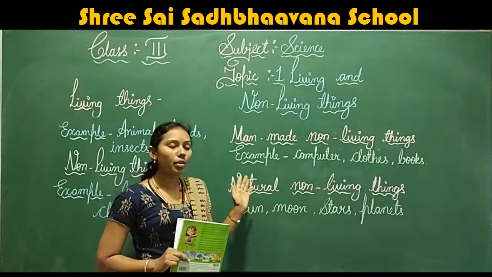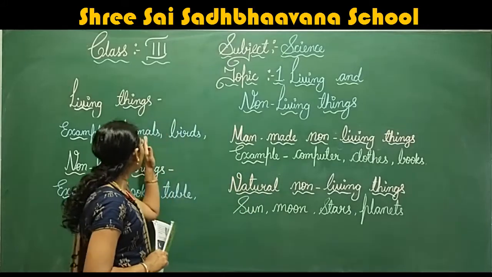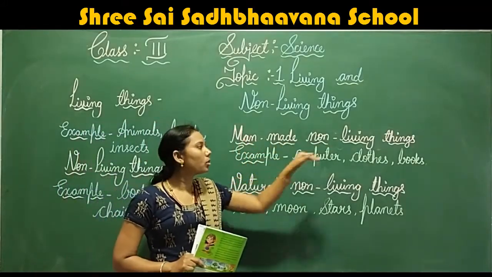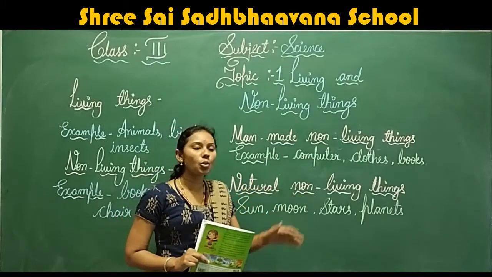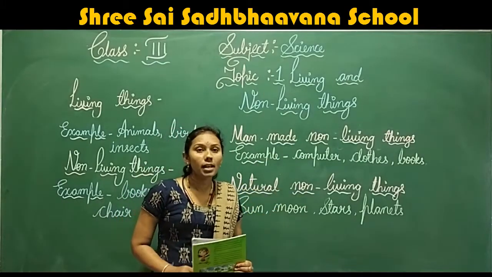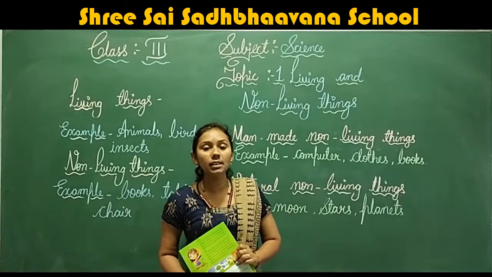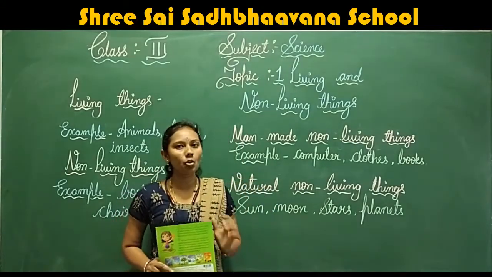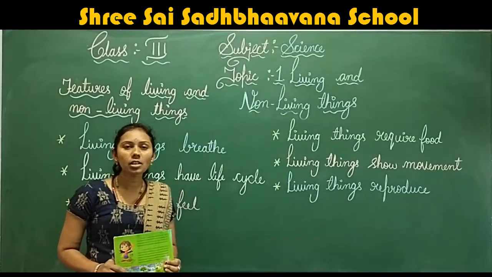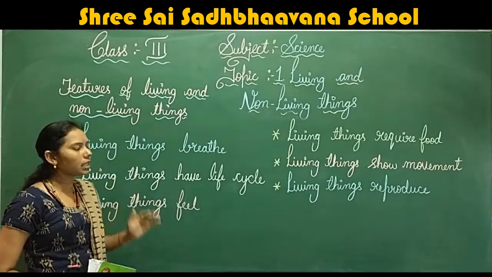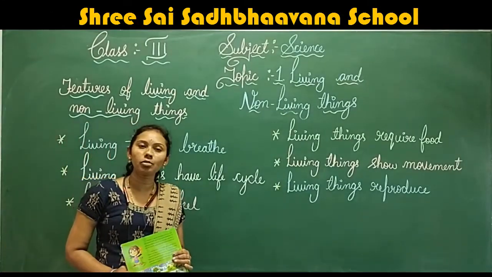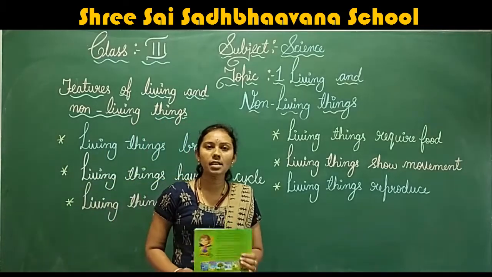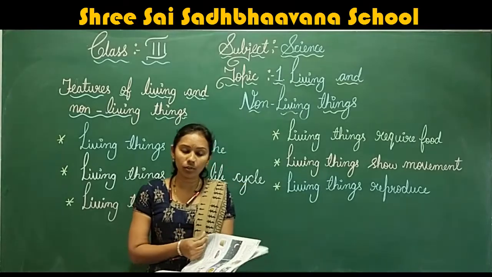So now we have discussed living things, non-living things, and man-made non-living things, natural non-living things. Now let us discuss in detail the features of living and non-living things. Right, children? Let us discuss one by one the features of living and non-living things in detail in this class. Now let us go to the textbook.